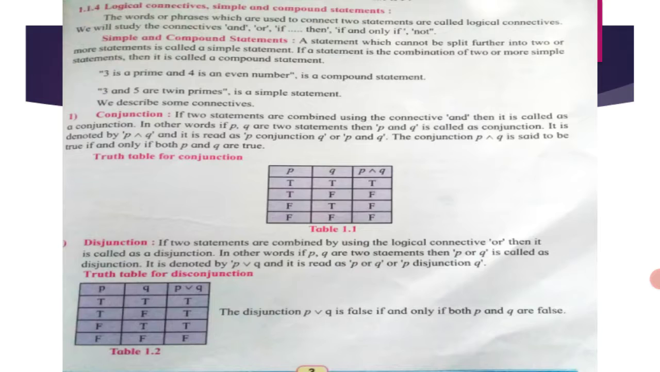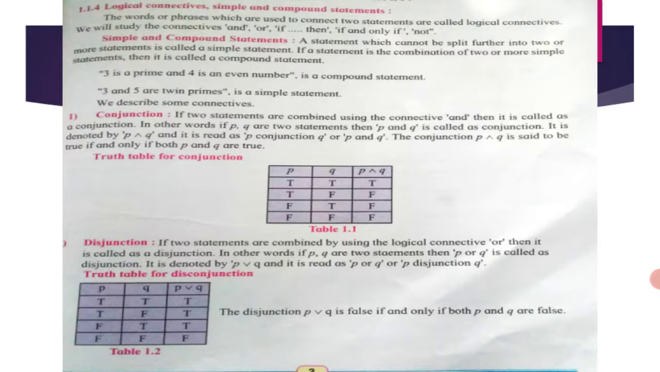Now, there is one type of connective, the conjunction. If two statements are combined using the connective 'and', and I am repeating, 'and', then it is called a conjunction. In other words, if p, q are two statements, then 'p and q' is called the conjunction. It is denoted by p ∧ q, and it is read as p conjunction q, or p and q. The conjunction p and q is said to be true if and only if both p and q are true.